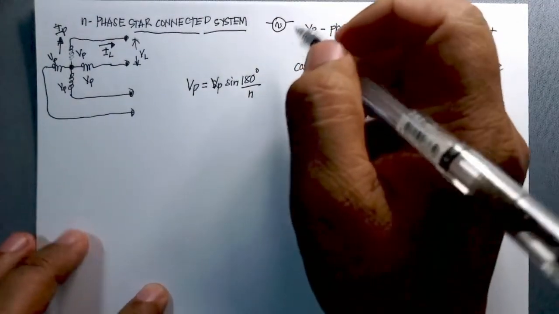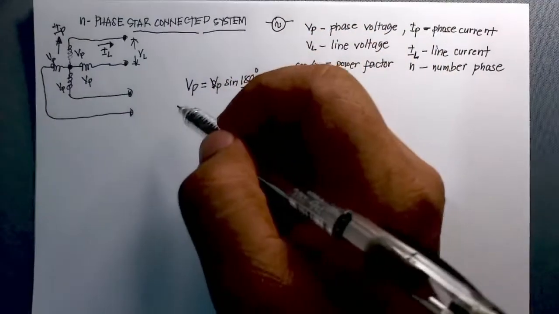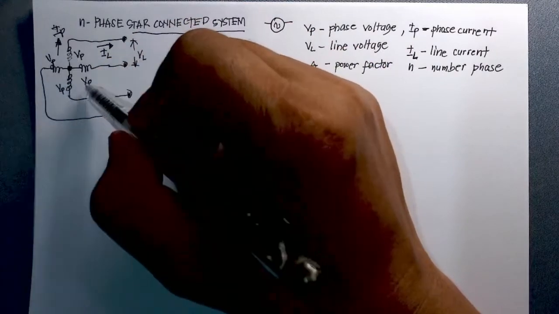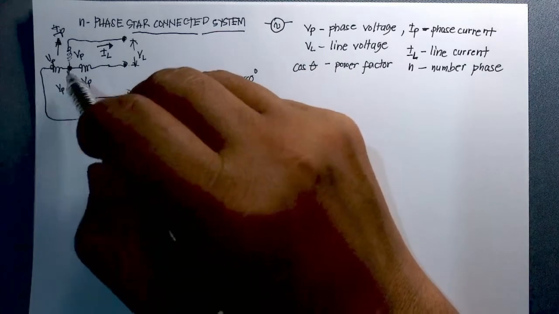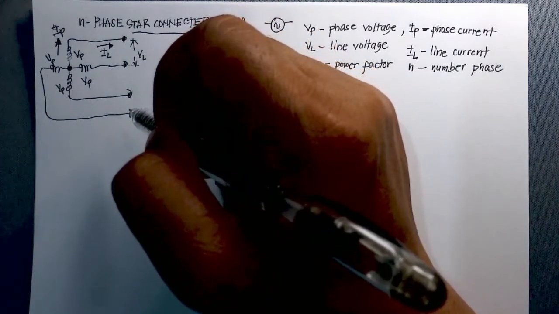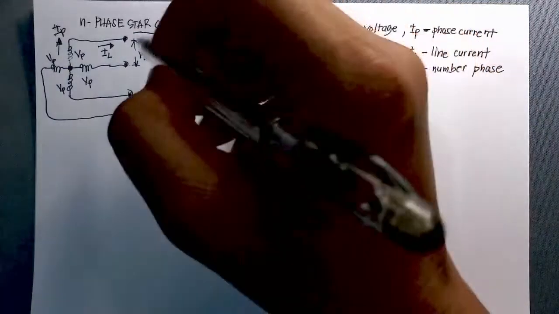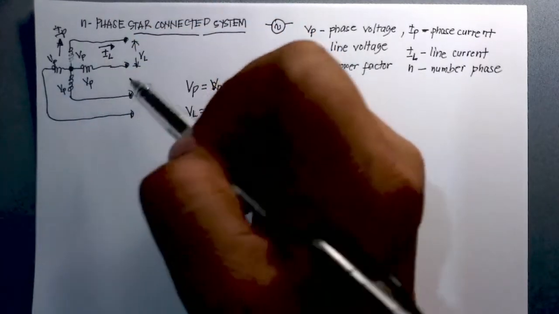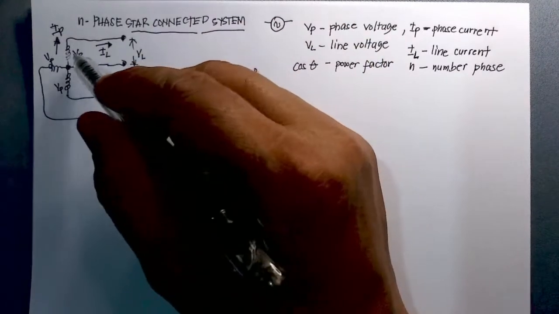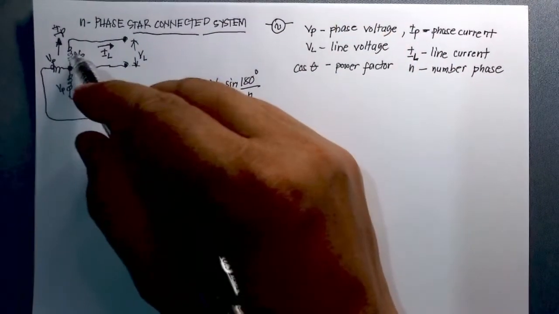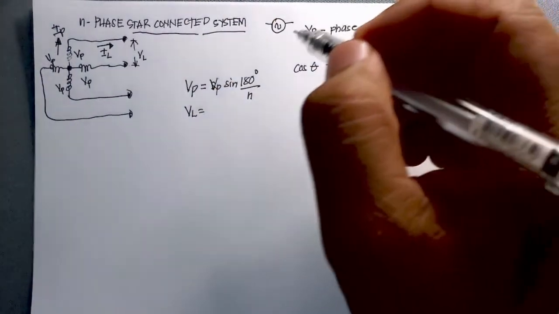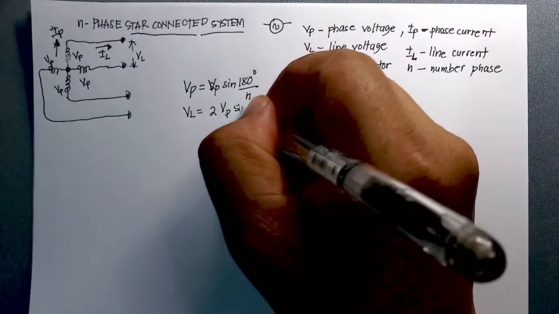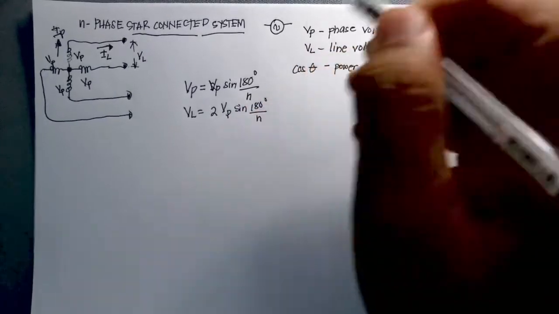So therefore, if you are to solve for V sub L, you only take this point, and the other connected coils here are in hanging position, so they will not be counted in the loop. So V sub L here, actually you have here VP and VP, so you are to add the angle, your phase angle. So therefore V sub L is actually twice the VP sine 180 degrees over N.